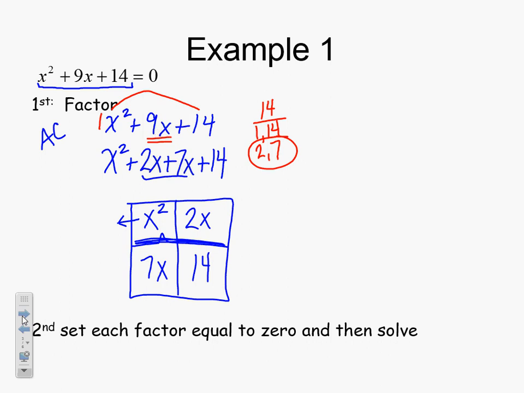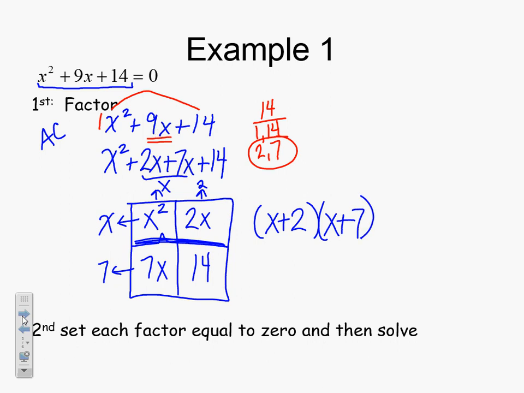What divides out of an x squared and a 2x? An x. What can divide out of a 7x and a 14? A 7. X squared and 7x? An x. 2x and 14? A 2. So my factors are x plus 2, x plus 7.